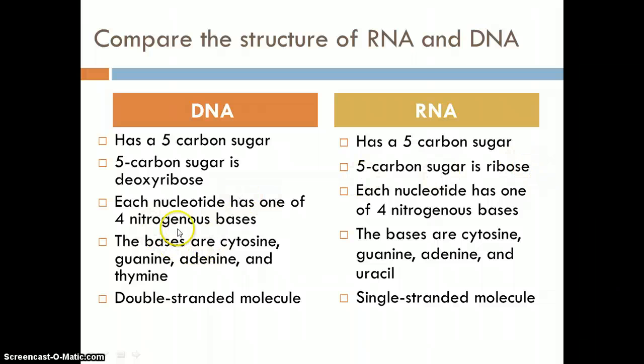In DNA, we've got 4 nitrogenous bases, same with RNA. But in DNA, there's cytosine, guanine, adenine, and thymine. C and G are going to form a bond, A and T are going to form a bond. In RNA, we've got cytosine, guanine, adenine, and uracil. C and G are going to form a bond, and A and U are going to form a bond. And then in DNA, it's always going to be that anti-parallel double-stranded molecule, versus in RNA, it's going to be single-stranded a lot more often.